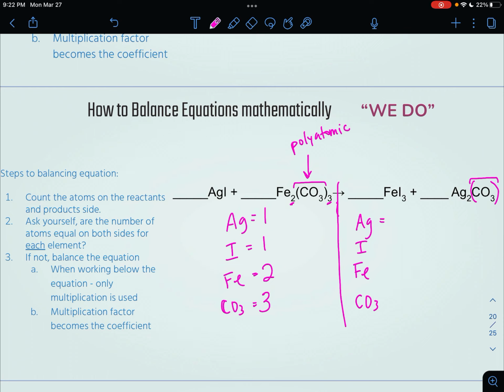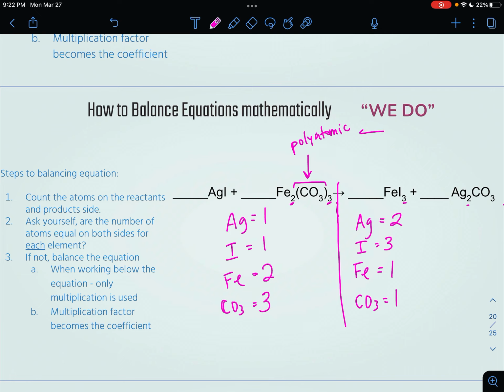Again, if I go over here to the right side, I have a little 2 for silver. I have a little 3 for iodine. Iron is 1, it's invisible. And then there's no number out here next to the CO3. So that means I just have the 1. If I had erased all my writing around there, there's no little number. It's just CO3, so I just have 1.